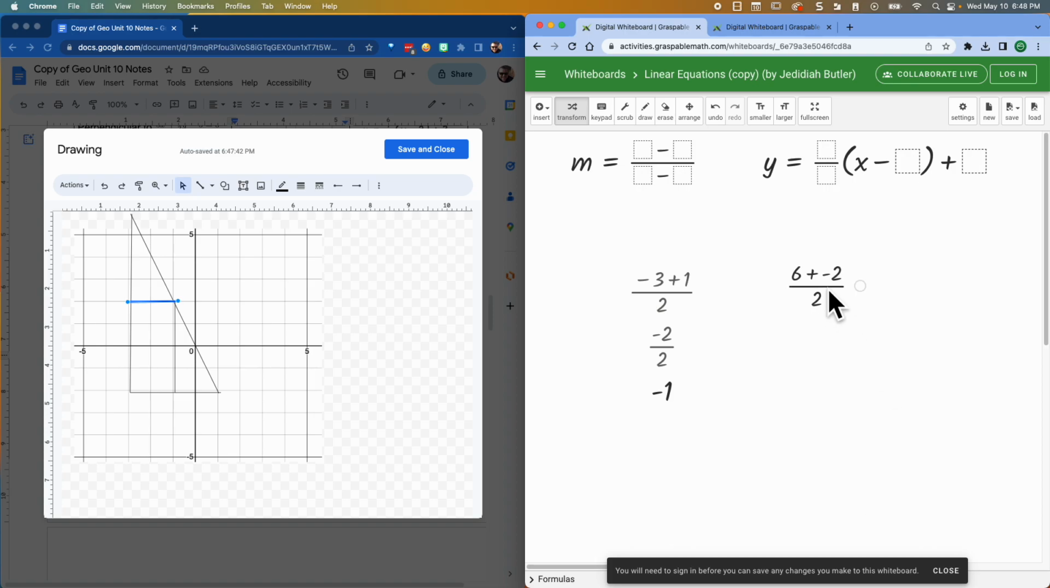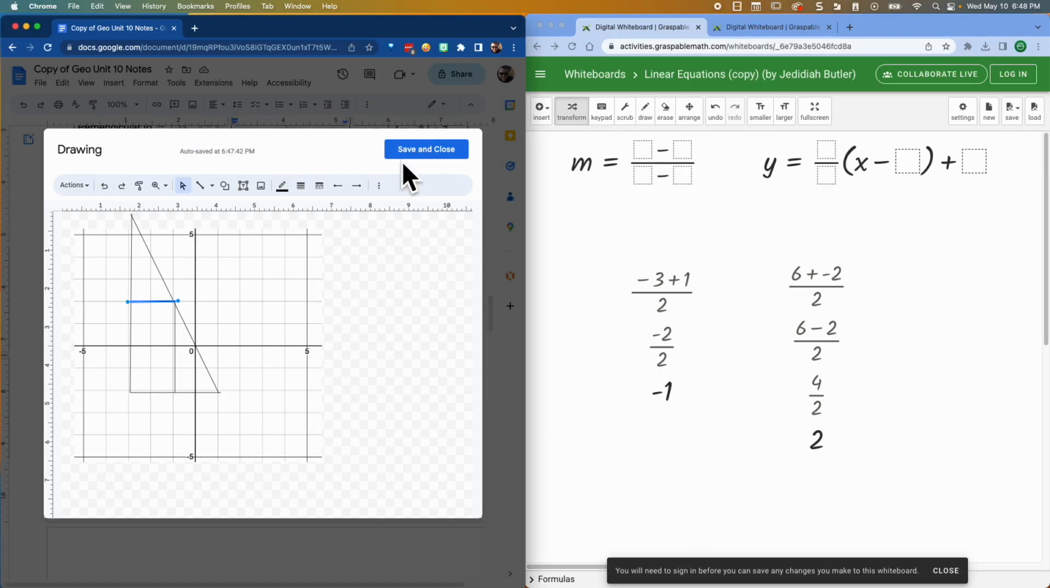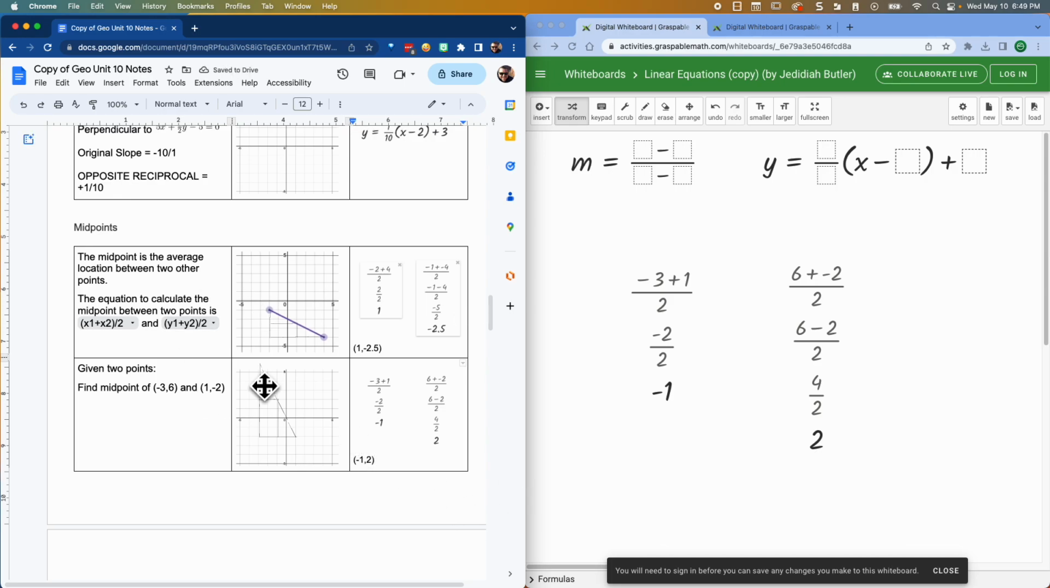That's looking good for our x value. And for the other one, we have 6 minus 2 is 4. 4 over 2 is 2. So -1, 2. So our visual and our calculations both confirm that the xy midpoint would be at -1, 2. Now for each of these, I didn't write it yet, so let's put it in here. The midpoint would be 1, -2.5. And for the other one, the midpoint would be at -1, 2. There we go. That's calculation of midpoints.